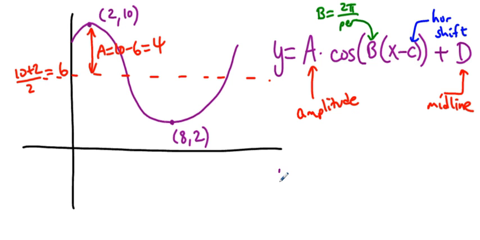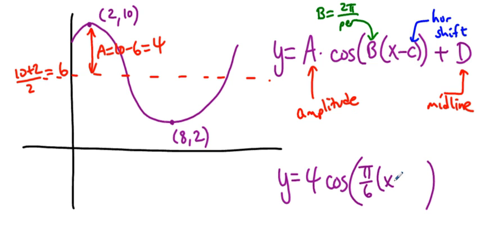So when I go to write my equation, the amplitude is 4. B we said was 2 pi divided by 12. C we said was 2. And D we said was 6. And so we can come up with that equation just by knowing here's where the midline is. The midline drives the amplitude. Horizontal shift we can look at independently. And then we know B because we know the period.